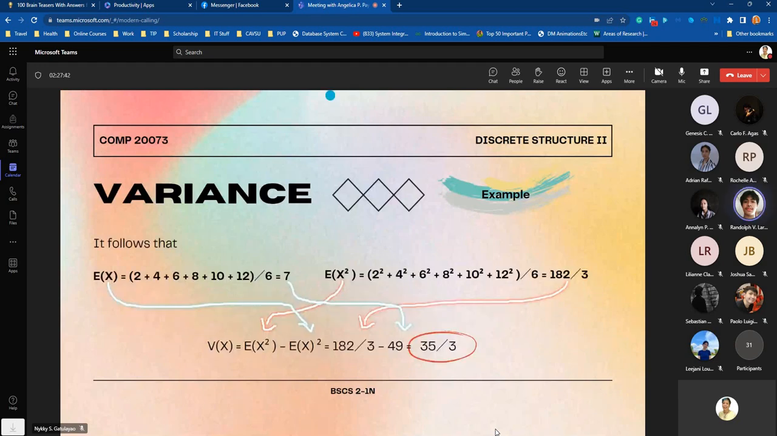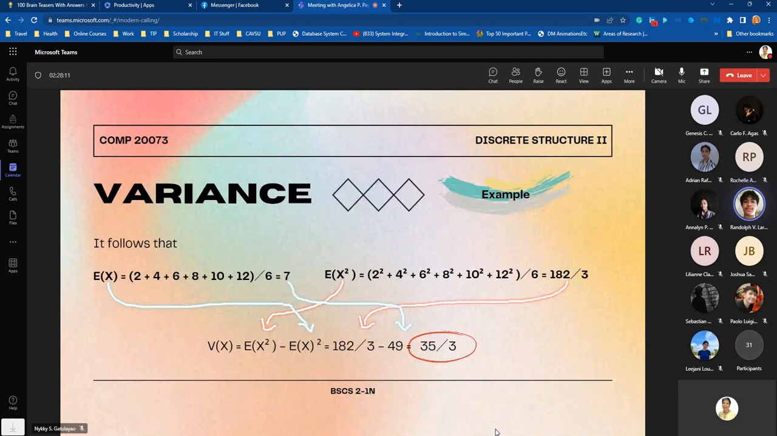Going back to the formula, which is E of X squared for each variable minus E of X squared. It follows that the 7, which is E of X, we just square, and the 182 over 3 stays the same. So 182 over 3 minus 49 is equal to 35 over 3.